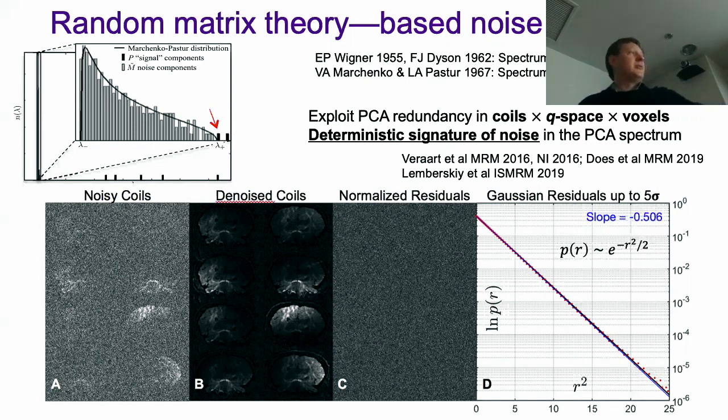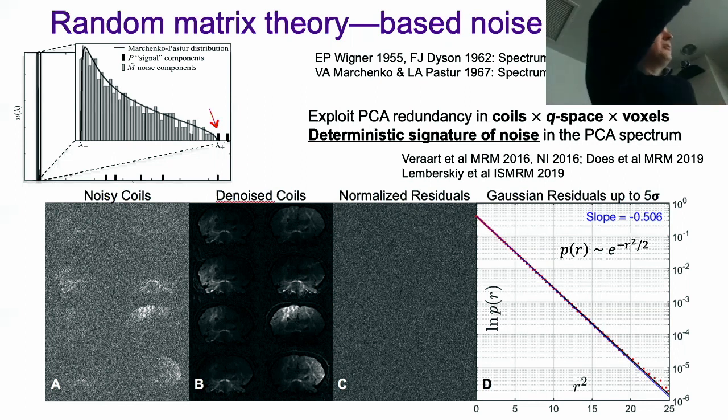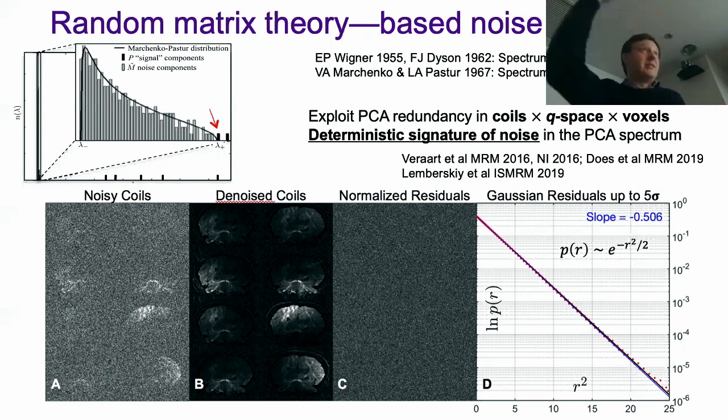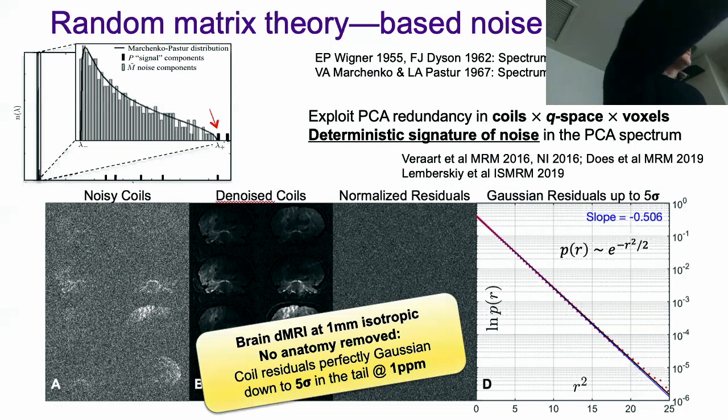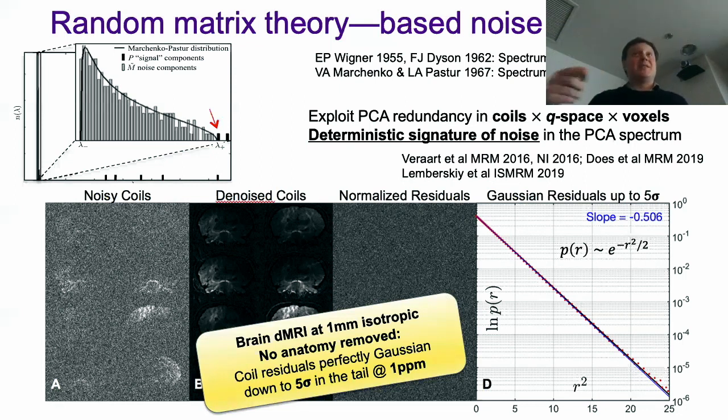These are normalized residuals. You're not supposed to see any anatomy, because we should make sure we don't remove anatomy. And the whole point of this talk is about functional forms. So these are the Gaussian residuals. These are normalized residuals that I bin and plot the histogram in a semi-log plot. I plot log versus residual squared, normalized by sigma squared. If it's a perfect Gaussian, it's a straight line with slope -1/2. And the red dots are the statistics of residuals in all coils and diffusion weightings. It's perfectly Gaussian down to R squared of 25, down to 5 standard deviations in the tail. It's down to 1 part per million relative to the bulk.